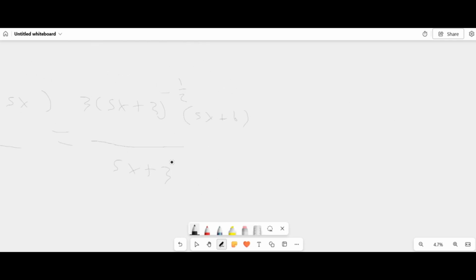Now, this is technically 5x plus 3 to the power of 1, so we're going to do half take away 1. Half take away 1 is going to be minus 3 over 2. And so what you can do now is combine that. It's going to become 3, open bracket, 5x plus 3 to the power of minus 3 over 2, 5x plus 6. As a final answer, because it's negative, you can do 1 over. So we can write this as 3 times (5x plus 6), over, because negative power, (5x plus 3) to the power of 3 over 2. And that's the answer.